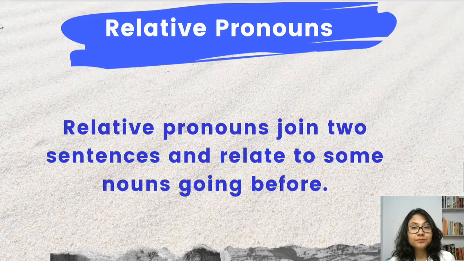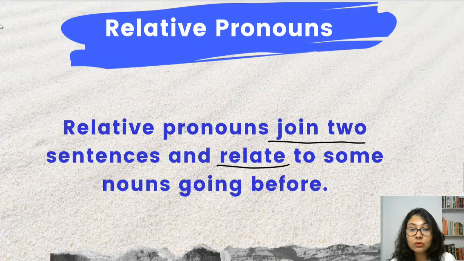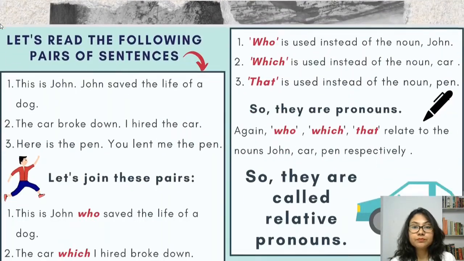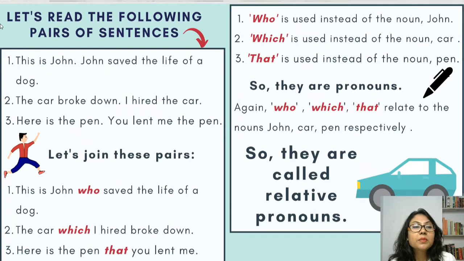Relative pronouns. What are relative pronouns? Relative pronouns join two sentences and relate to some nouns going before. Join, relate. Let's look at a few examples to get a clear idea. Let's read these pairs of sentences. This is John. John saved the life of a dog. The car broke down. I hired the car. Here is the pen. You lent me the pen.